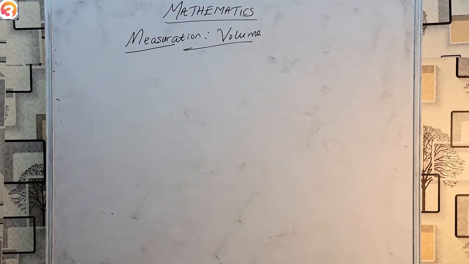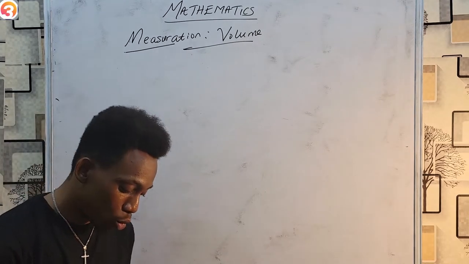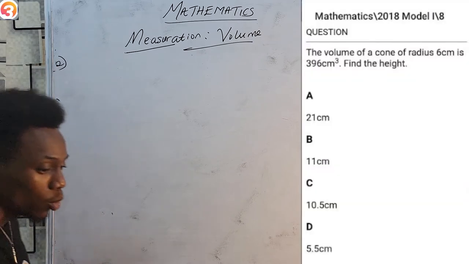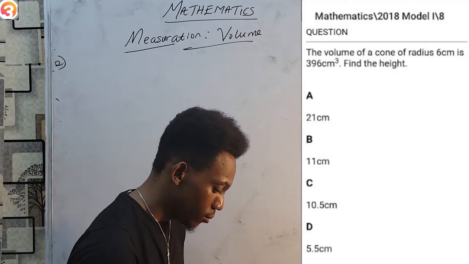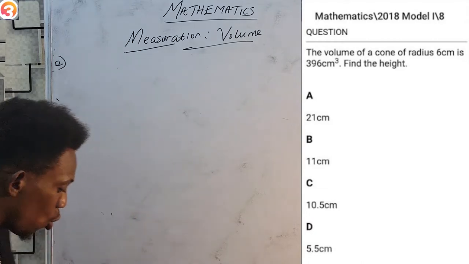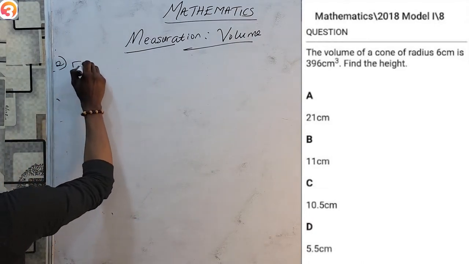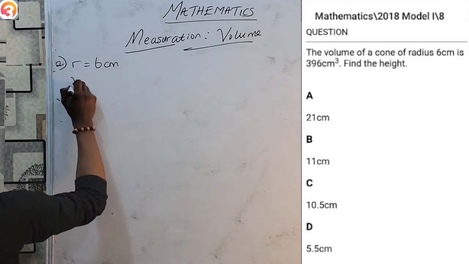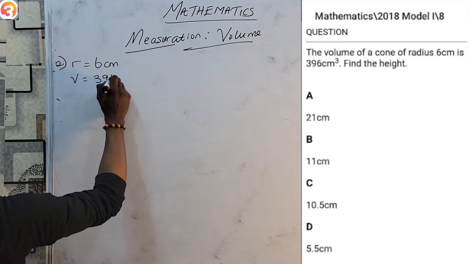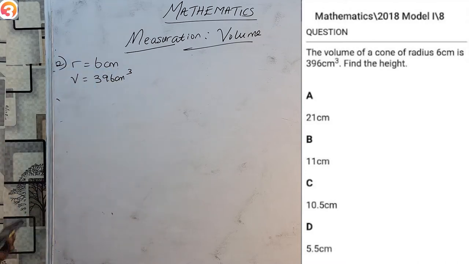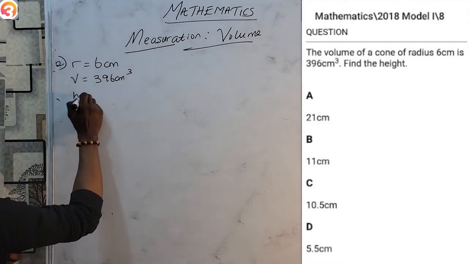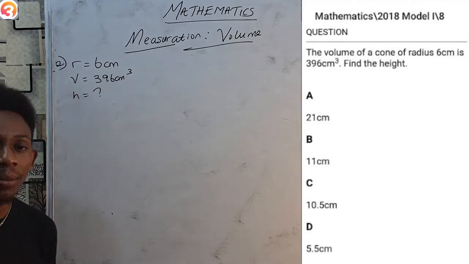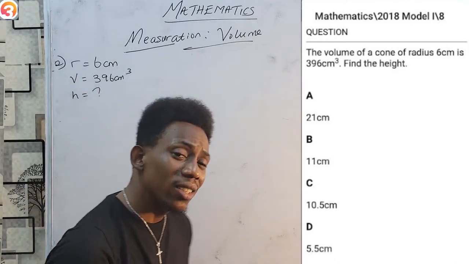Okay, for question 2, this one is from 2018 model 1, question number 8. It says the volume of a cone of radius 6 cm is 396 cm cubed. We are then told to find the height. Again, this topic is very simple.